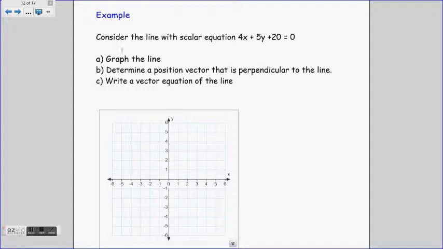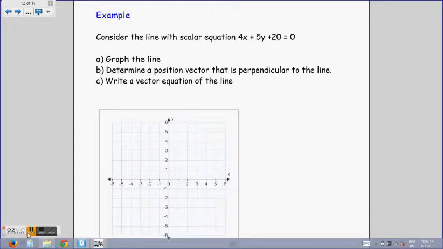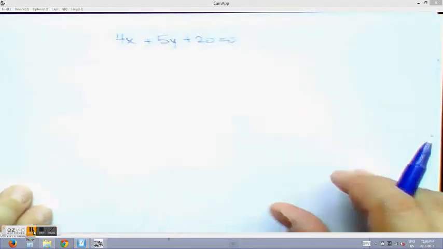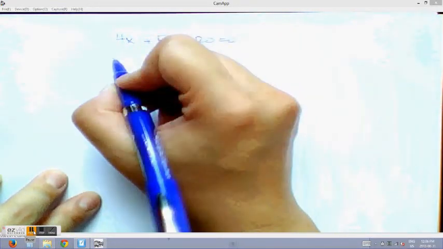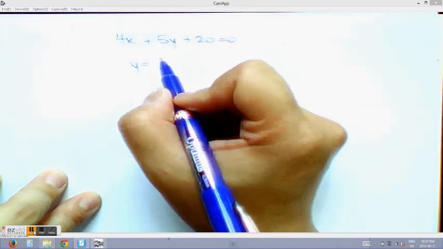When you're interested in graphing a scalar equation in standard form, the method that I always use is finding the intercepts, because I think it's the easiest. So here's our scalar equation. If we want to find the intercepts, we want to find our y-intercept.